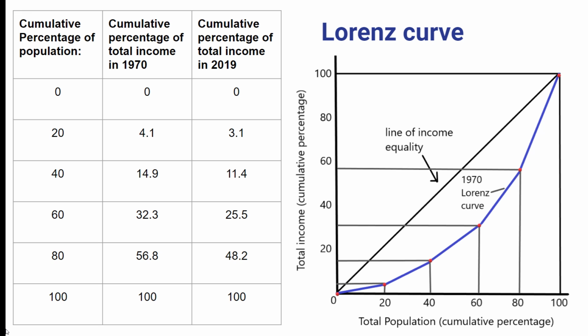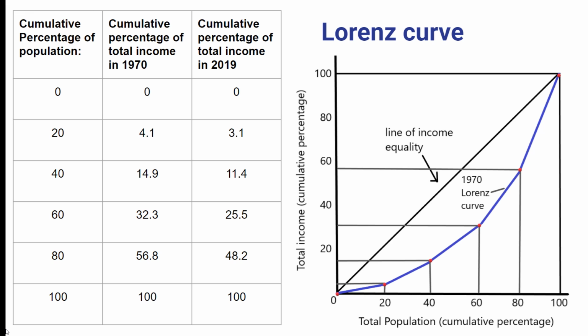One other thing we should note is that the 45-degree line in this diagram represents a line of perfect income equality, because if all households had equal income, it wouldn't matter how we sorted them, and any 20% of the population would get 20% of the income. The bottom 40% would get 40% of the income, and it would just simply be that 45-degree line. And so the further we are away from that line of income equality, the greater the extent of income inequality.